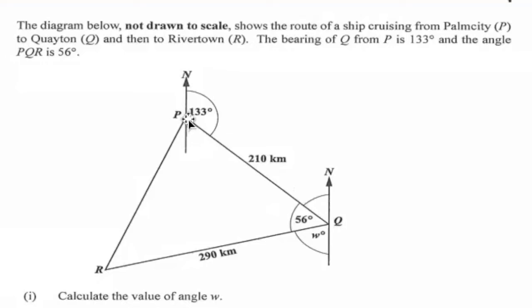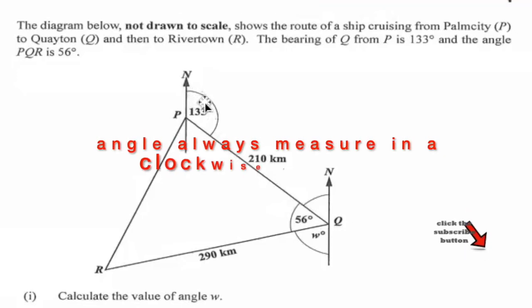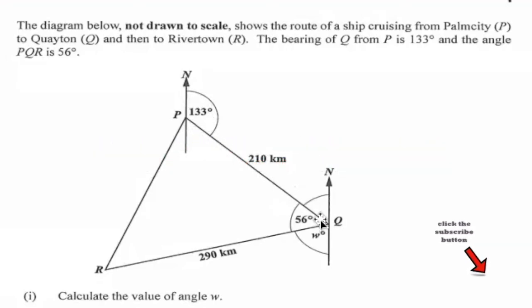Now, when I'm measuring the angle, we always start measuring from the North Pole. So here we have the North, and we continue until we reach the route. This line represents the route that the ship sailed. So from the north to this line represents the angle at which the ship cruised from Palm City to Quaton. So this is the angle.